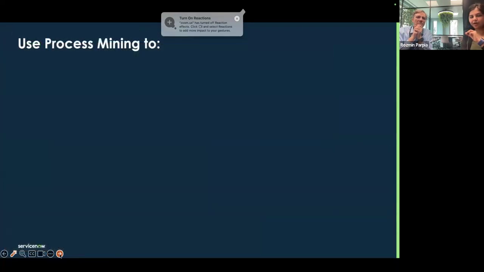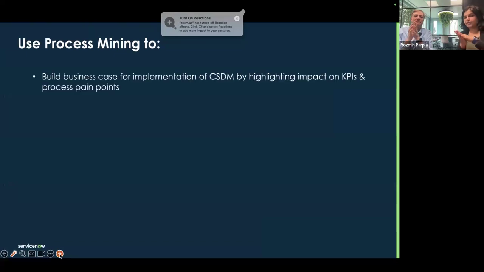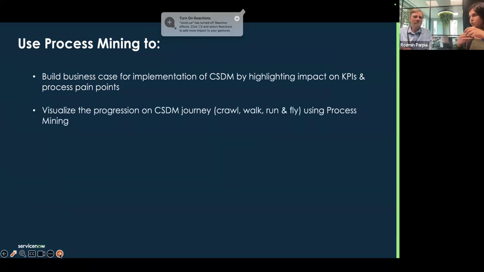And then if I were to use process mining with CSDM, there are plenty of ways you could do it, but the three that we discussed in our sessions were these. If your stakeholders don't know the importance of CSDM, you could use process mining to highlight the pain points and therefore get them engaged and get their buy-in for implementing CSDM. The second was that once you start implementing CSDM, you want to visualize how your services are being built up gradually in crawl, walk, run. That's another use case for using process mining to implement CSDM.